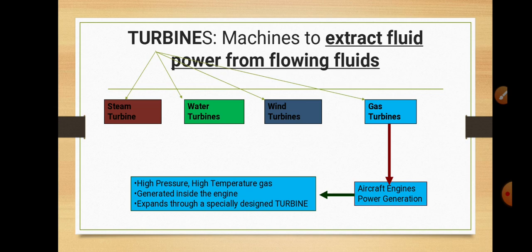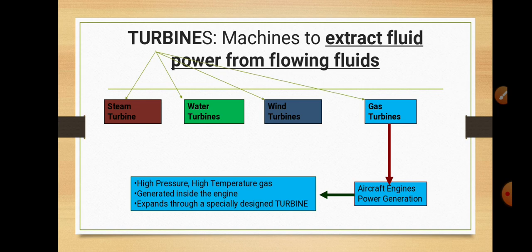Steam turbines use hot gases, and water turbines use water. These will be placed under the water. Because of the flow of water, there will be a rotation in the turbine blades. Wind turbines use wind. Free flow of wind will be used. In gas turbines we are going to generate high temperature gases, and we are going to use these high temperature gases for power generation.